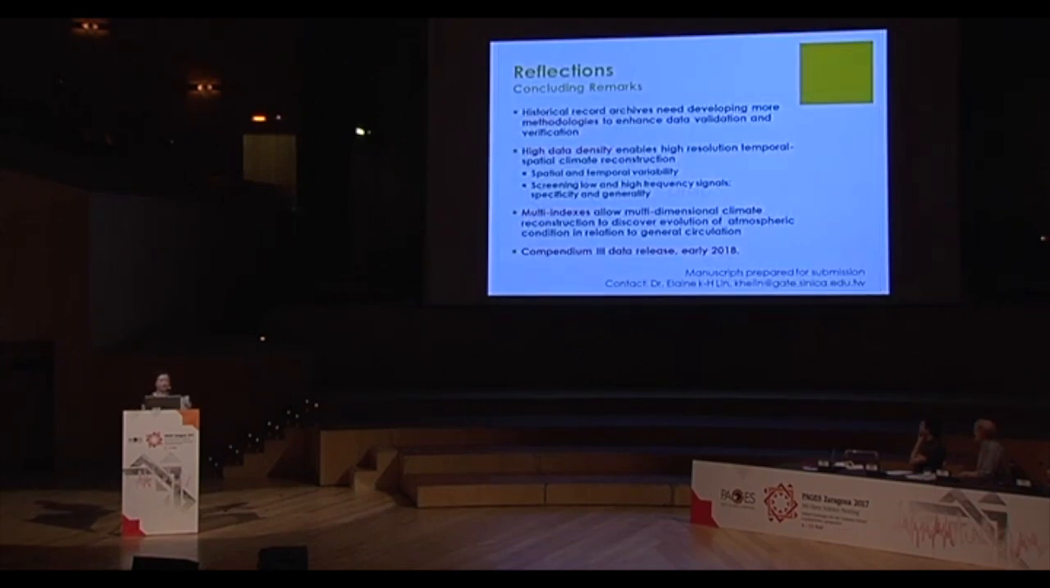So here are the concluding remarks. We found that historical records can enhance our reconstruction, but we need to understand more the validation and verification methods. And this high data density can help us to understand more about the spatial and temporal variability, and especially we can screen low and high frequency signals. And multi-index can allow us to build up a multi-dimensional climate reconstruction and to reconstruct the whole atmospheric conditions in relation to the general circulation.